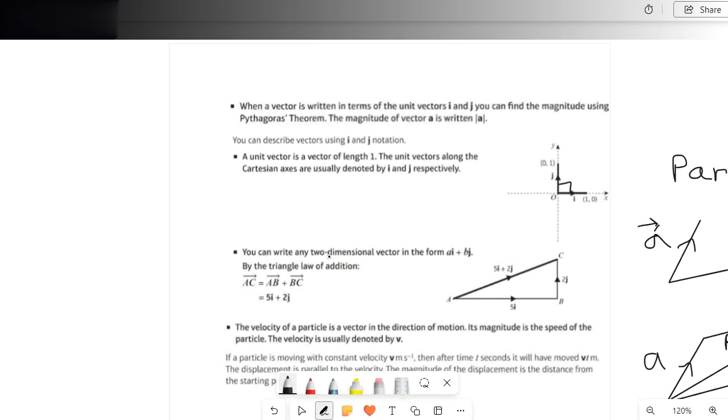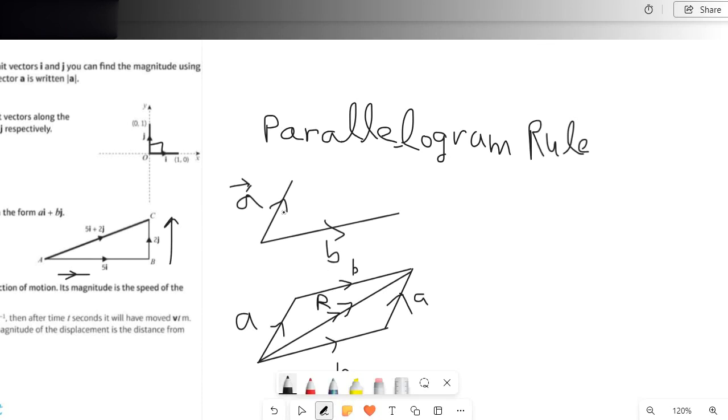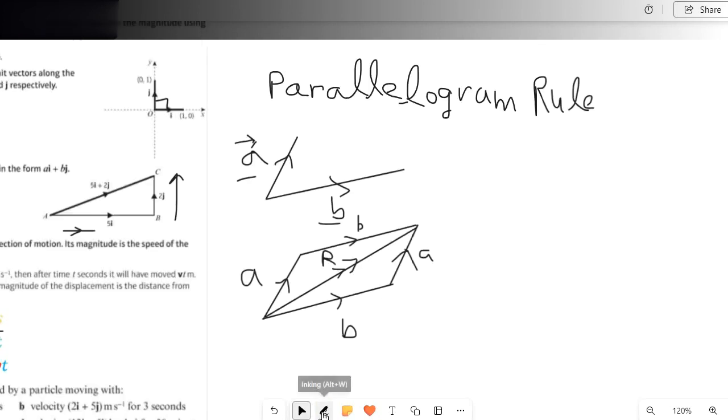You can also write any two-dimensional vector in the form of ai plus bj. So in this triangle, by using the triangle law of addition for vectors, we have AC equals AB plus BC. So therefore we have 5i plus 2j as the AC. Similarly, we can also use the parallelogram rule. For example, if we have two vectors A and B, then the resultant of the two vectors will be the diagonal of the parallelogram displayed as r here.